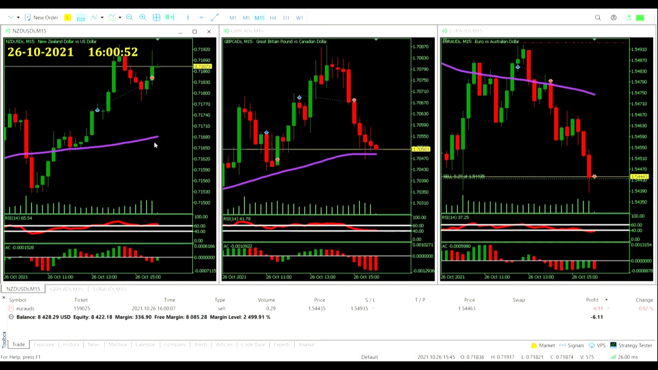A bit of a crack on the system and how it can work. I noticed this looking over the New Zealand dollar, US dollar. Obviously we see our trade closed here. That was after the first histogram bar. Right down here we closed.